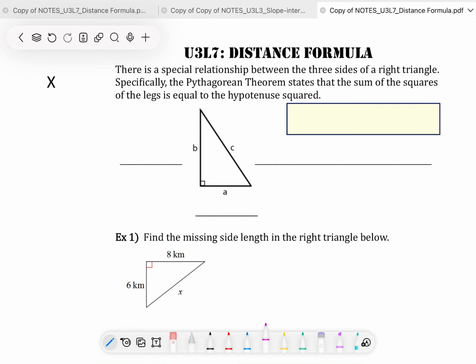Welcome to U3L7 distance formula. So there's a special relationship between the three sides of a right triangle. Specifically, the Pythagorean theorem states that the sum of the squares of the legs is equal to the hypotenuse squared.